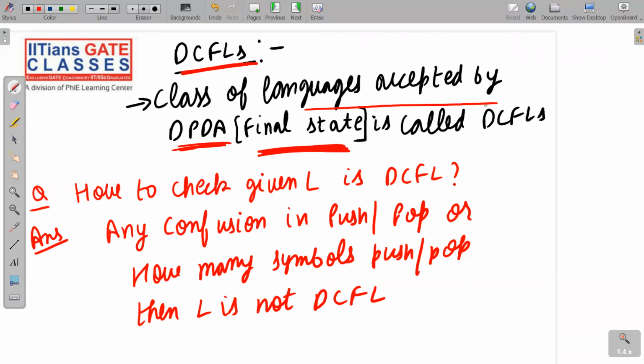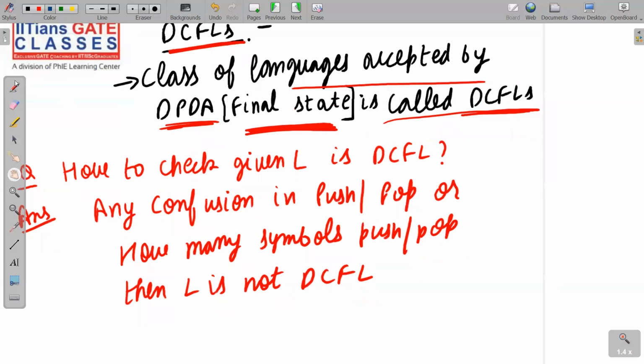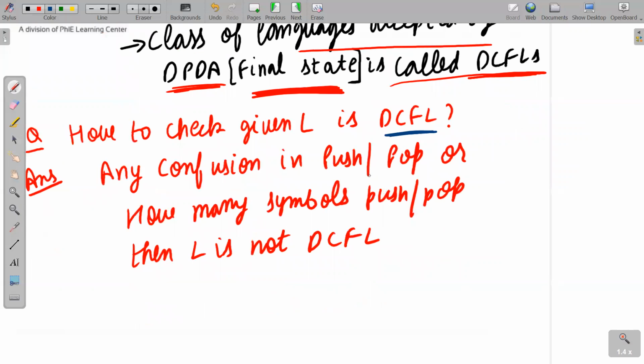So the class of languages accepted by DPDA by final state is called DCFL. Please note it down carefully. So if a language is accepted by DPDA by final state, then it is known as DCFL. Now the question arises, how will you check that L is DCFL or not? How will you check this?